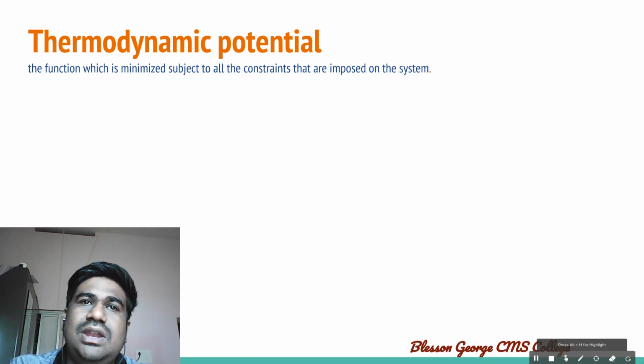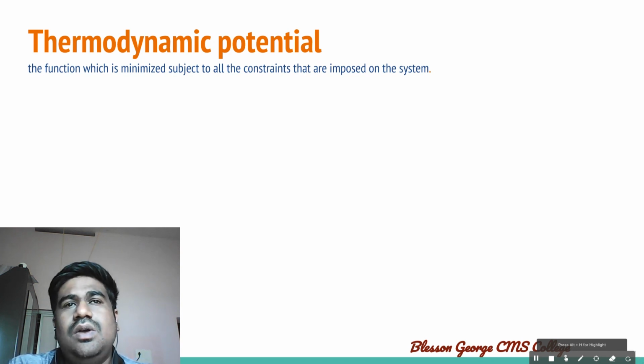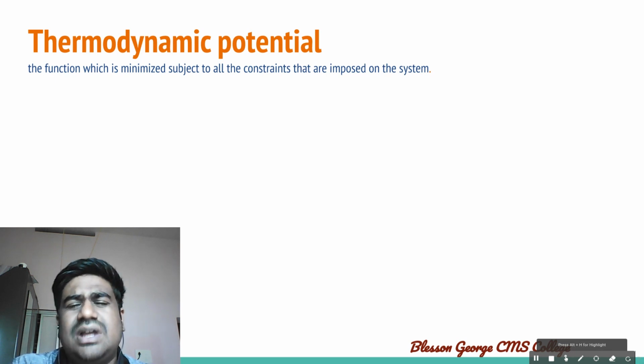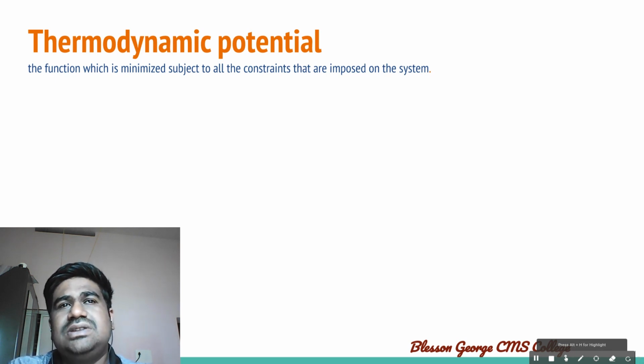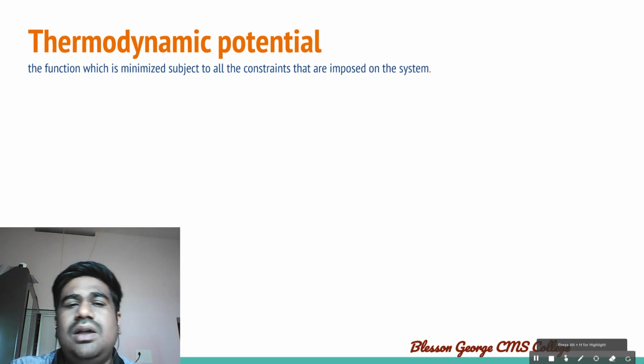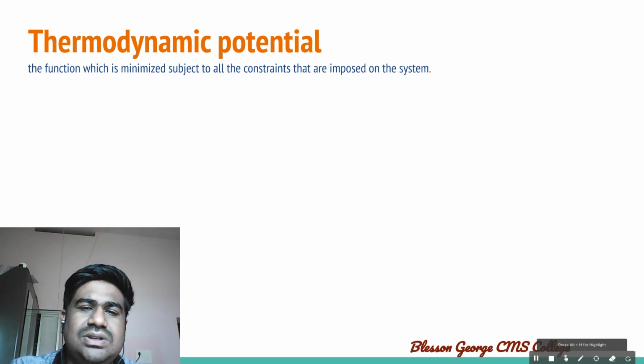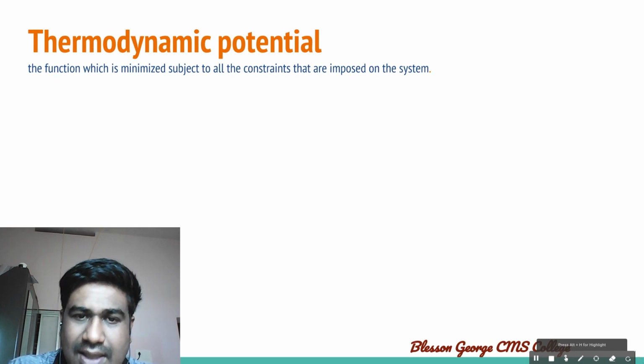So for a system to be in equilibrium, depending on the conditions of the system, the generalized free energy, or generalized Helmholtz free energy, or generalized Gibbs free energy will go to minimum. So what are the constraints? Say, for example, if we are considering a system which is held at constant volume and constant temperature, or constant pressure, or if the number of particles are conserved, these are all the constraints. Considering all these constraints, if we have a function which goes to minima, such a function is called a thermodynamic potential.